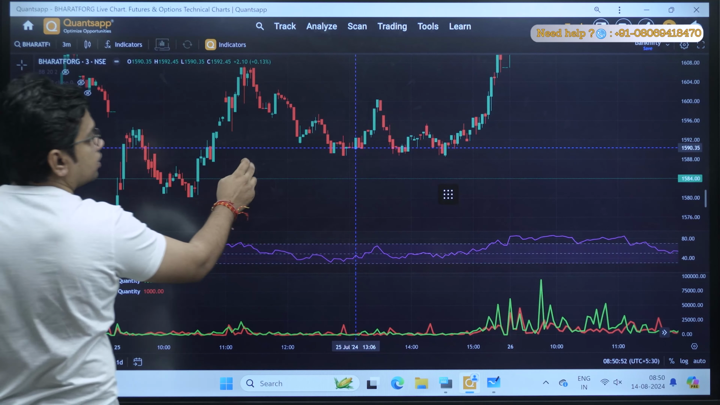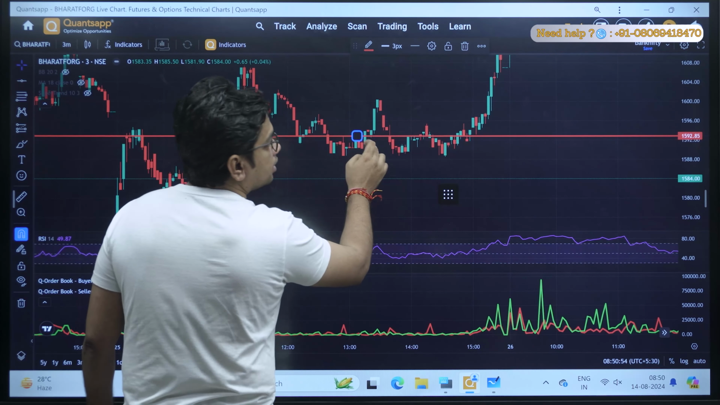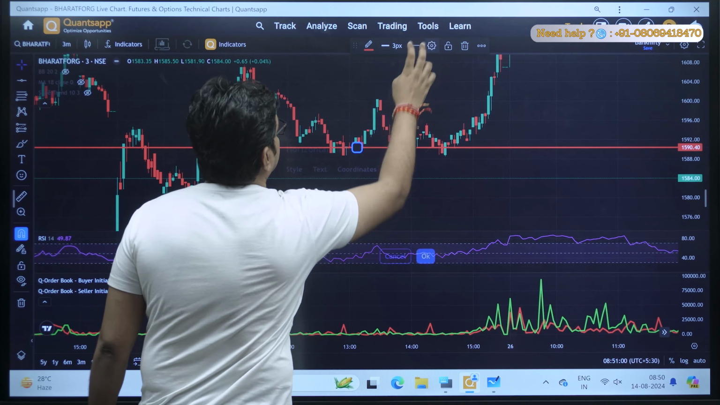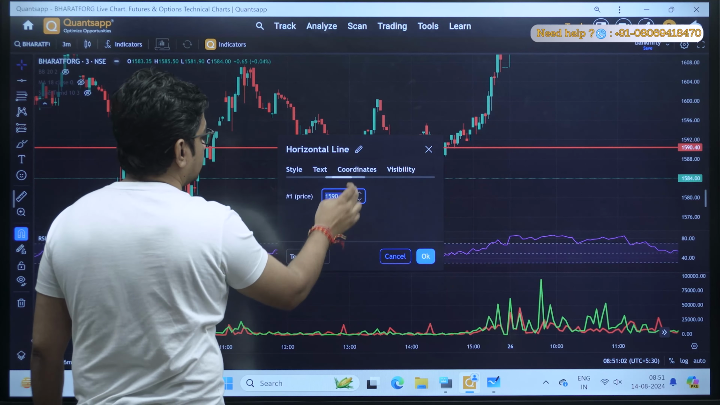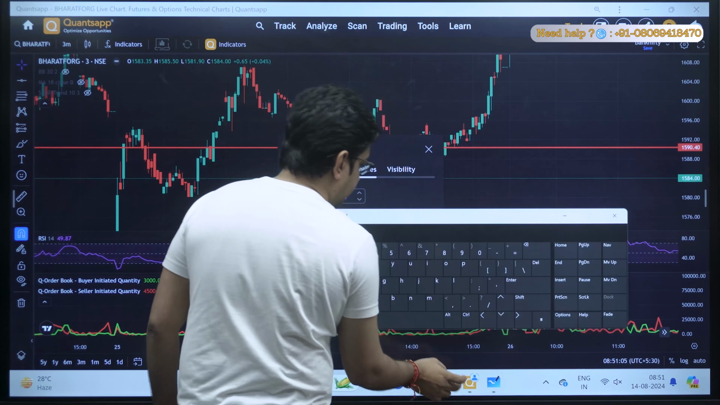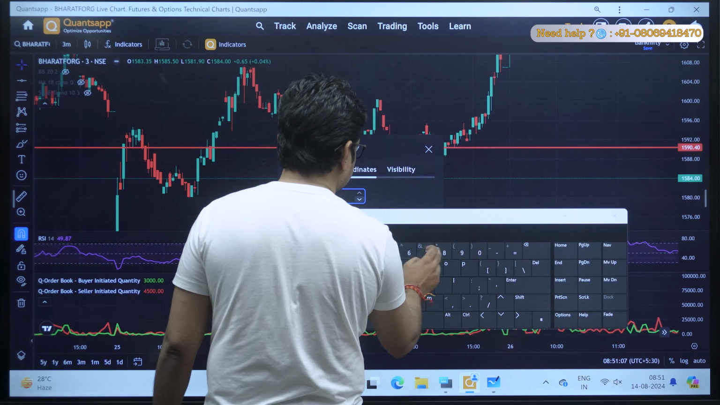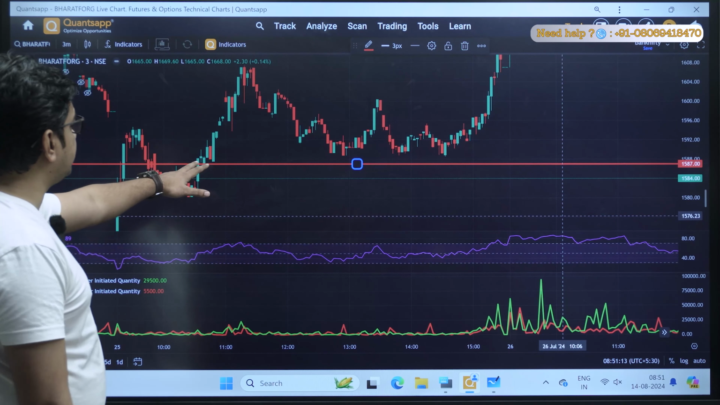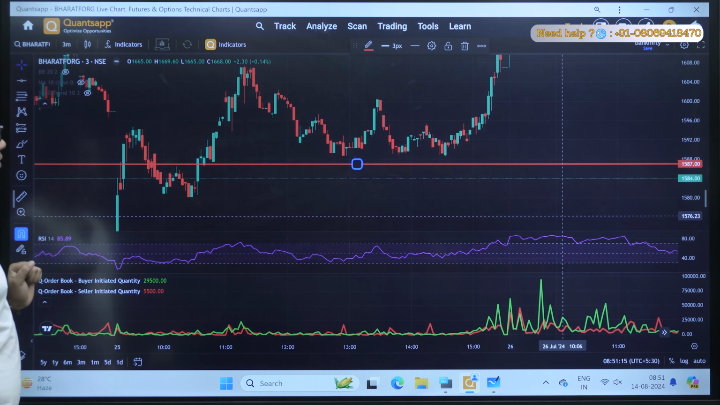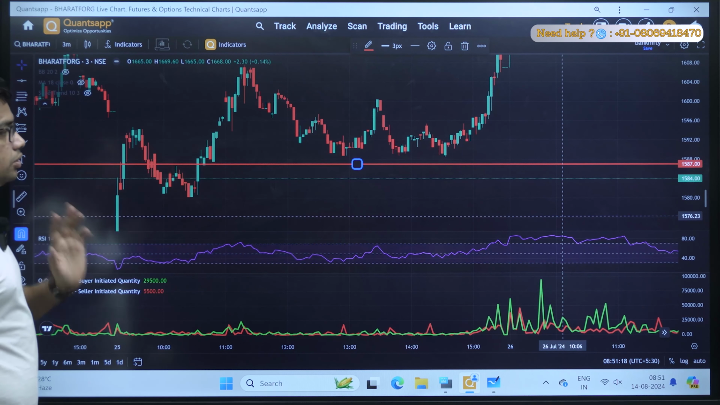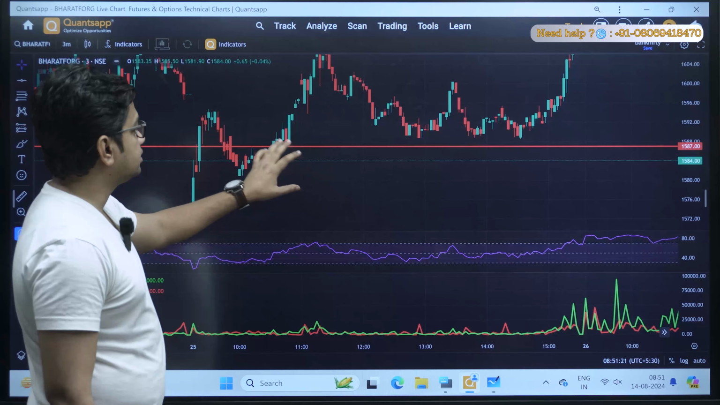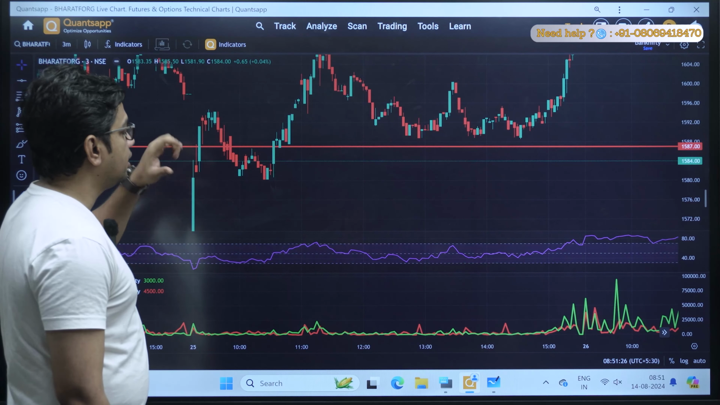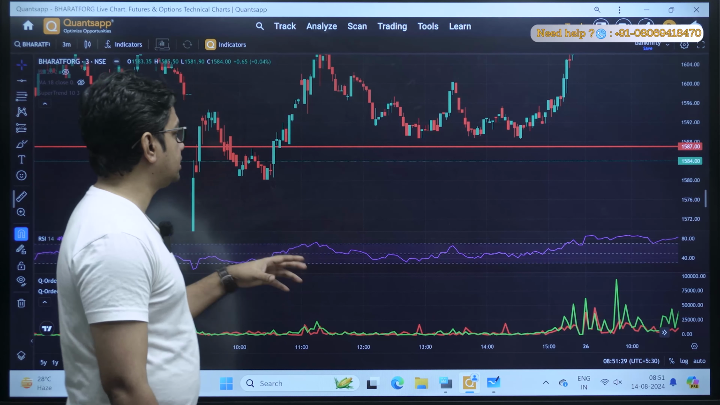I will place the horizontal line at 1592. I will do the setting text coordinates. So here, 1587. You can see at 1587 the signal was generated. It might be generated over here, or over here. Let's say if I am taking a trade over here or over here, my best place to take the trade is over here.